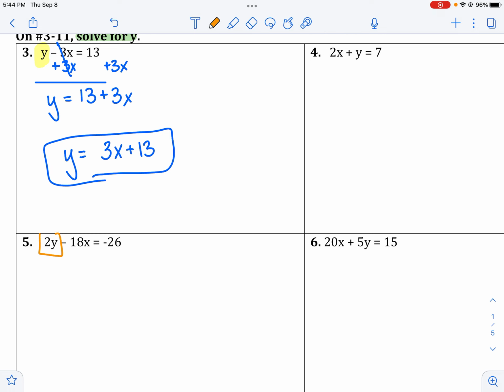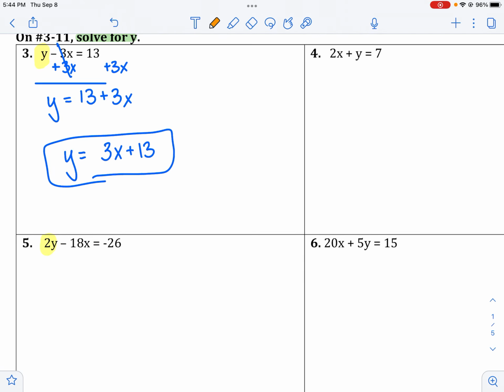On number 5, I need to solve for y, so I need to isolate that 2y. I cannot undo the 2 and the y because those are being multiplied together. They're stuck together for now. But I can undo something else over on that side of the equal sign. I can undo my negative 18x. So I see minus 18x. To get that to the other side of the equation, to undo that minus 18x, I'll do the opposite operation. So I see subtraction, I will do addition.